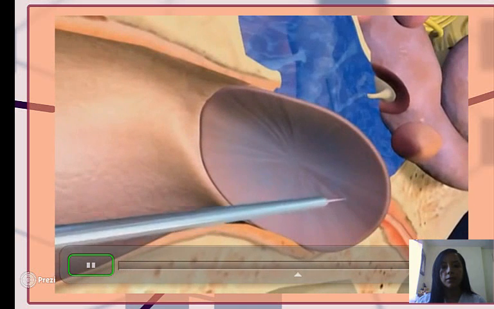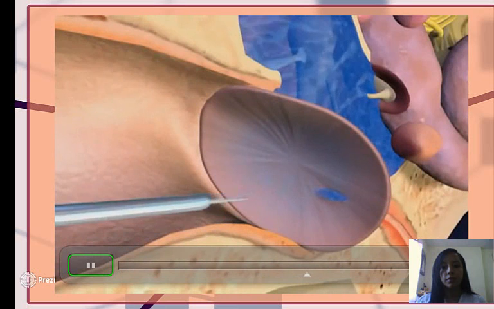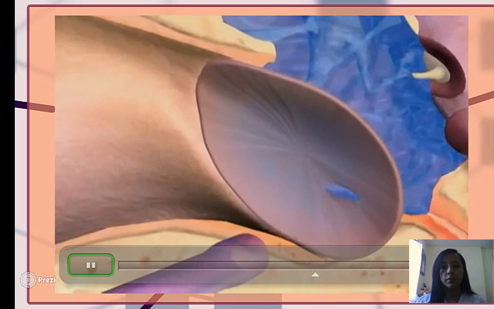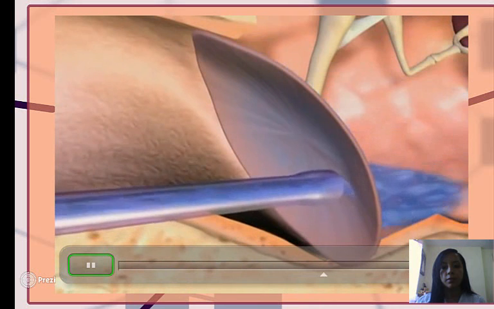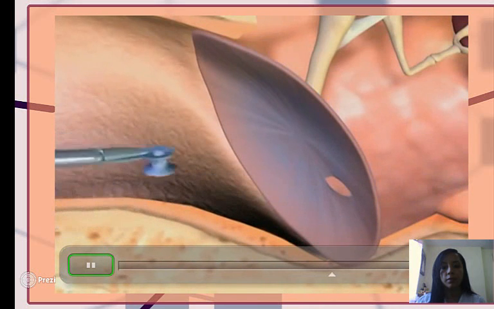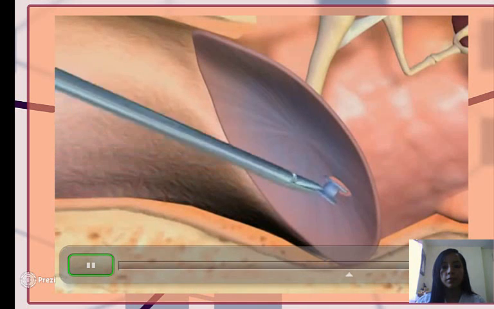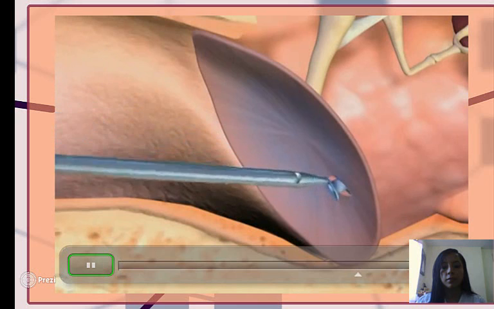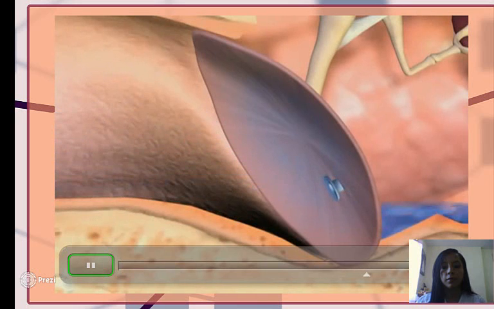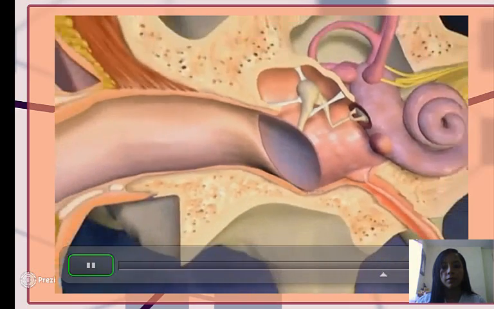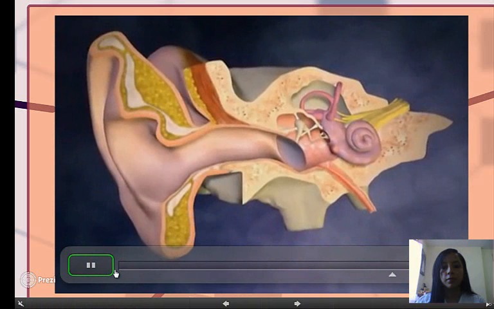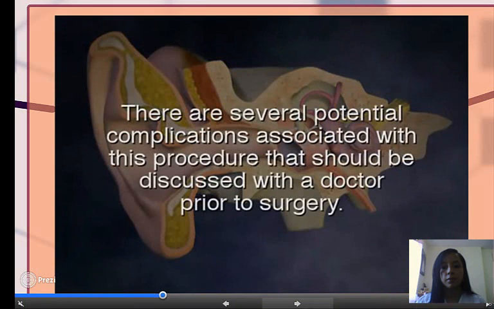In this procedure, a small incision is made in the tympanic membrane, and the built-up fluid is drained out. A small tube is then inserted into the incision to allow continuous drainage over a period of a few months. Eventually, the incision begins to heal and the tubes fall out naturally as the hole in the eardrum closes. There are several potential complications associated with this procedure that should be discussed with a doctor prior to surgery.